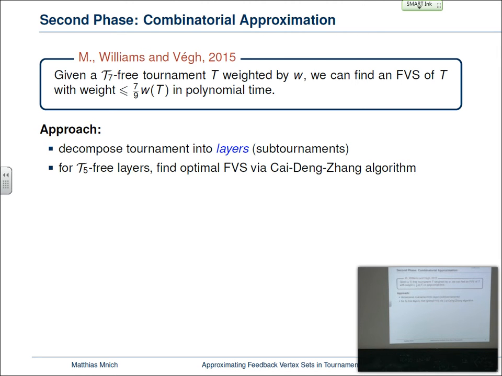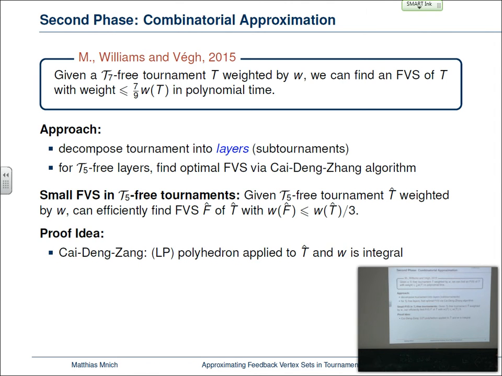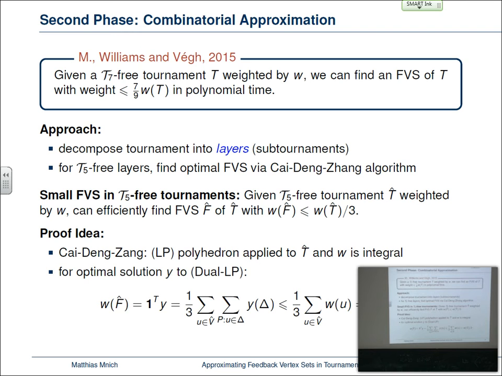So what we do is we take our T7-free tournament and we decompose it into layers. This is also similar to what Kai, Deng and Zhang did. With this layering, which I will explain in a moment, we can find a small feedback vertex set. If you have a T5-free tournament, we can efficiently find a feedback vertex set which contains at most 1/3 of the total weight. This is a property that we need to use also. As they showed, the LP polyhedron for T5-free tournaments is integral, and then you just do the LP duality.